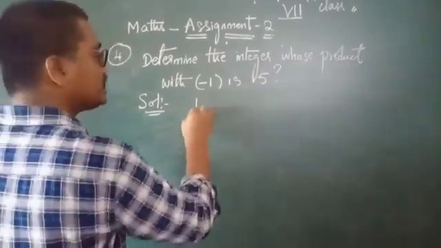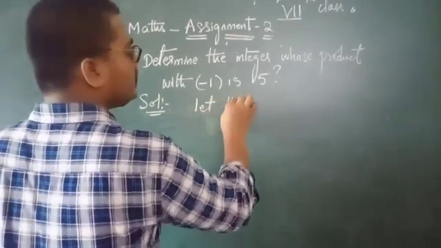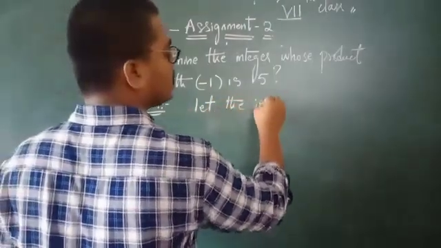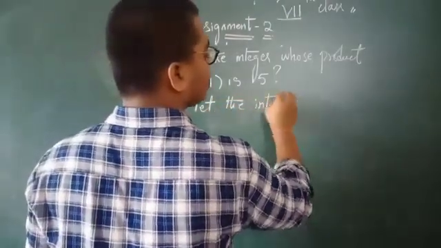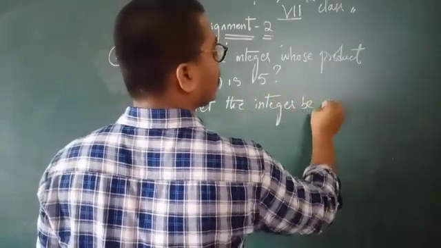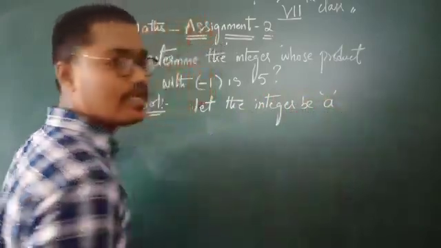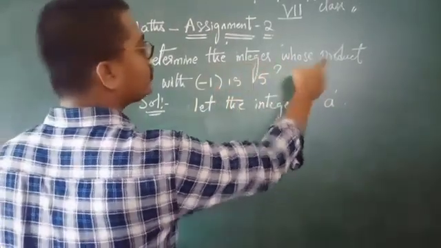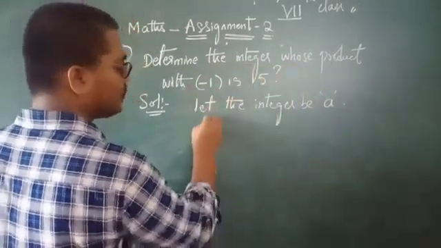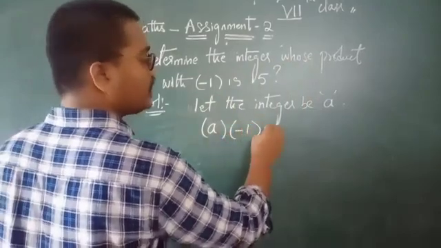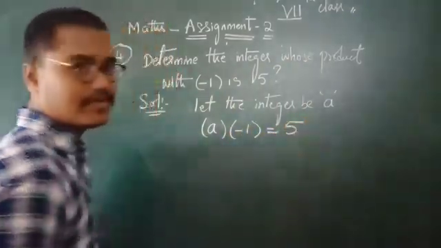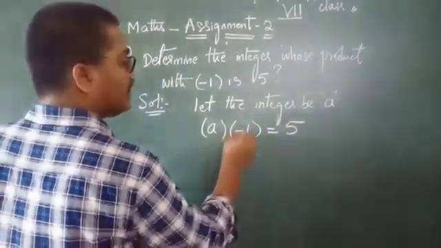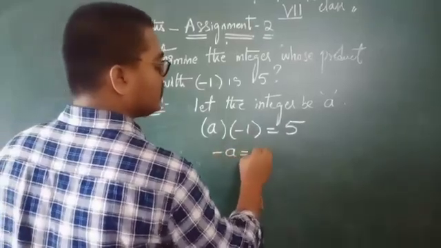So, let us consider that the integer be a. In the question itself they are saying that the integer whose product with minus 1, so a should be multiplied with minus 1 in order to get the resultant answer as 5. So a into minus 1 is nothing but minus a is equal to 5.